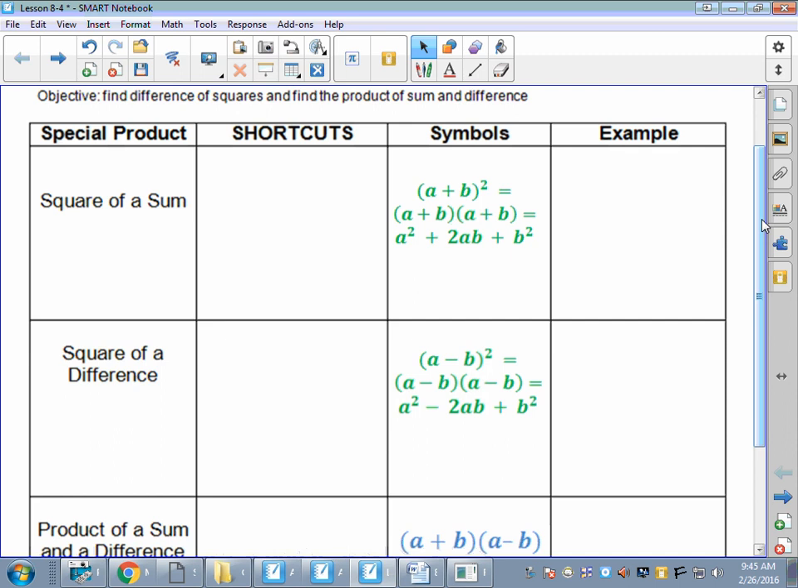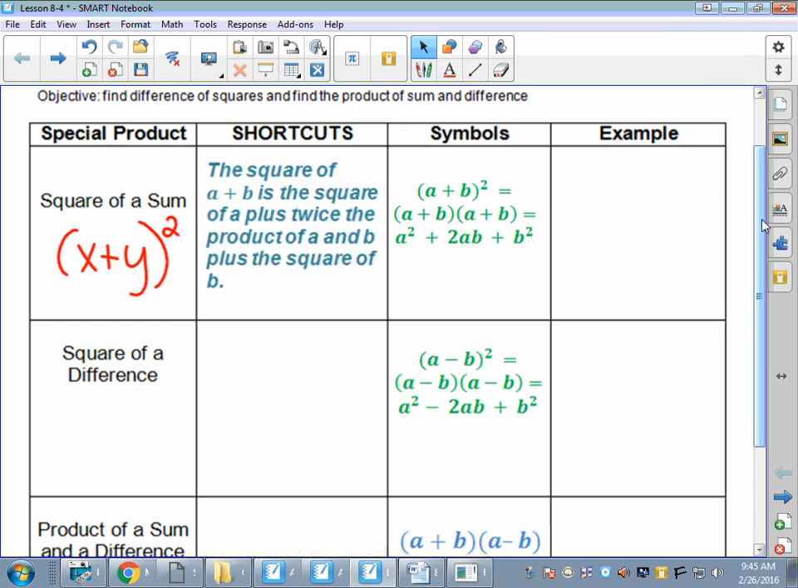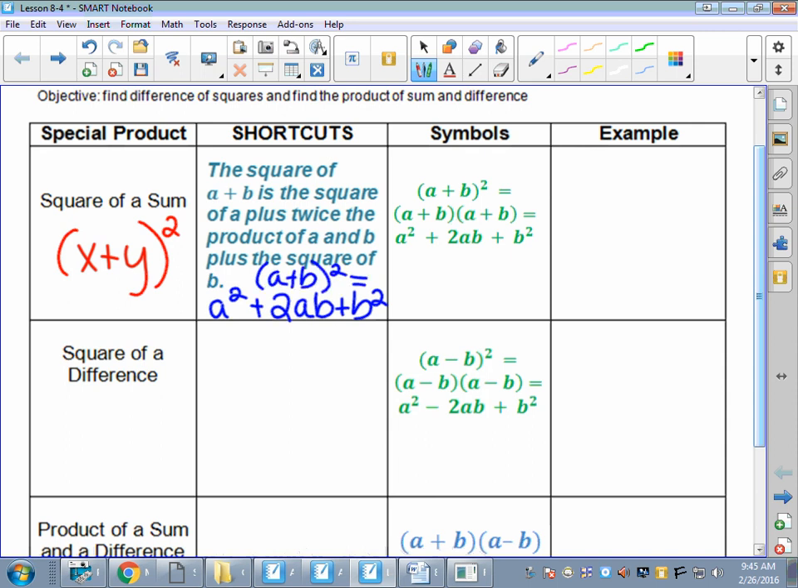Square of a sum means that we're doing an addition problem, x plus y, and we're squaring it. So there's a whole big set of words. Quite honestly, I don't know if I'd write this, but you could. The square of a plus b is a squared, plus twice the product of a and b, plus the square of b. It's a shortcut if you start off with a plus b quantity squared. Notice that's what I've got.